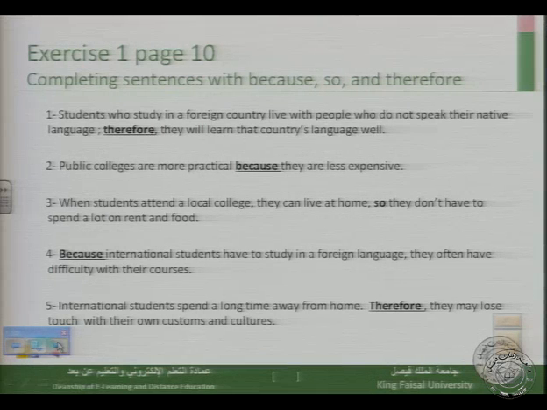Number 3, when students attend a local college, they can't live at home, so they don't have to spend a lot on rent and food. Number 4, because international students have to study in a foreign language, they often have difficulty with their courses. And the last one, number 5, international students spend a long time away from home, full stop, therefore they may lose touch with their own customs and cultures. You have to pay attention to punctuation and capitalization when you use these connectors.